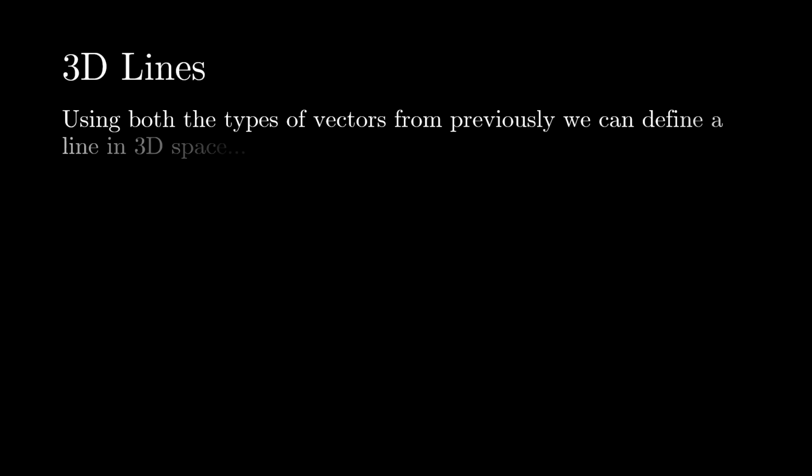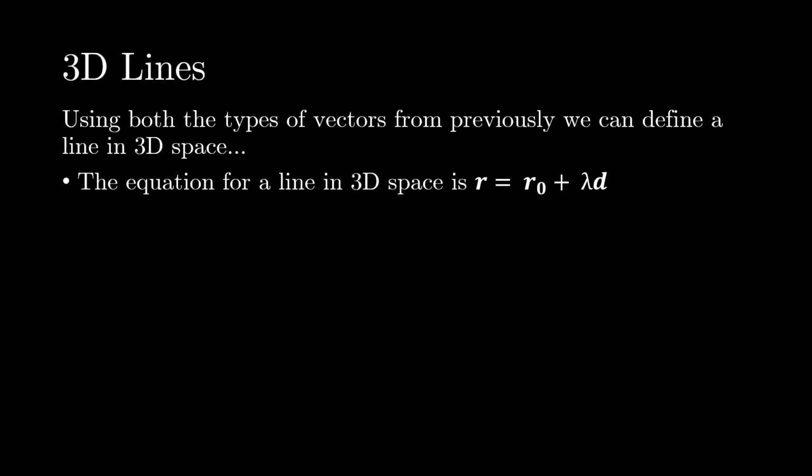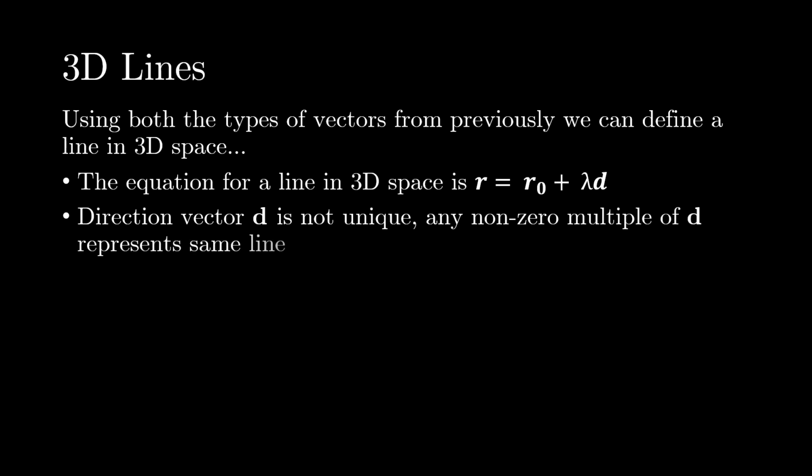Now let's talk about forming 3D lines. Using both the types of vectors that we saw previously, we can define a line in 3D space. The equation for a line in 3D space is as follows. The direction vector d in the equation is not unique, and any non-zero multiple of the direction vector d will represent the same line in this equation. This is because the scalar lambda, which you might have noticed is right in front of the direction vector d, can adjust for this change in d.